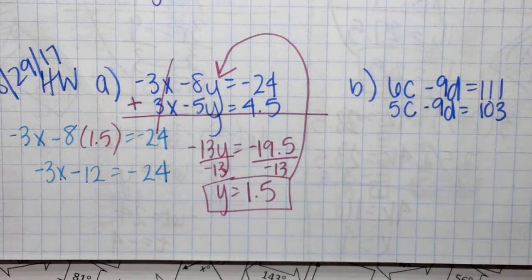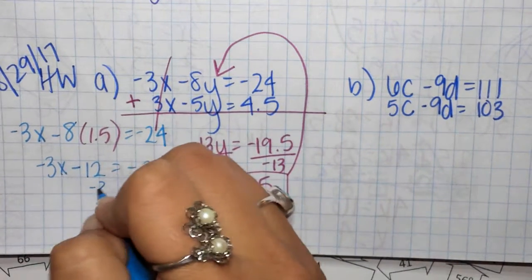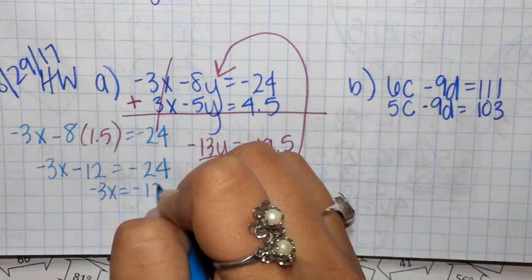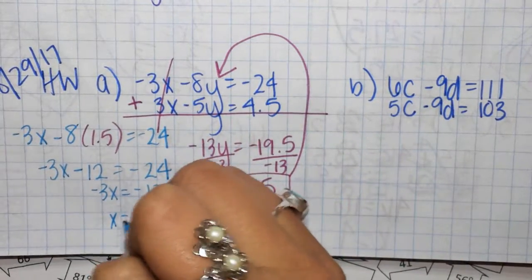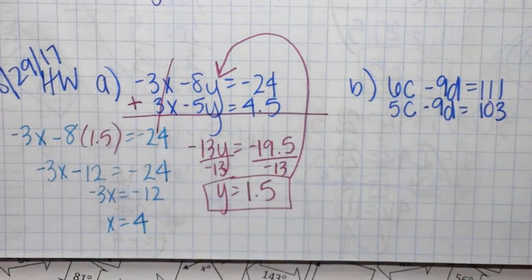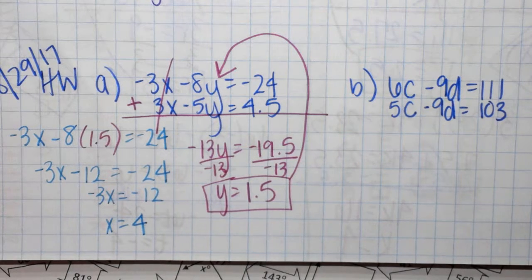What do I do now? Plus 12. And you get negative 3x equals negative 12, correct? So then what does x equal? Positive or negative? Why is it positive? Negative. We don't have to yell.